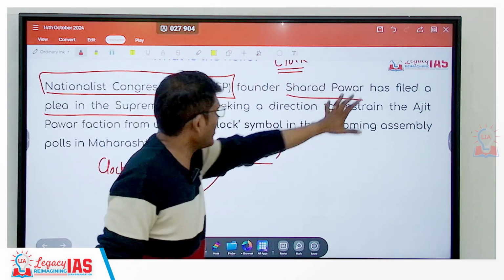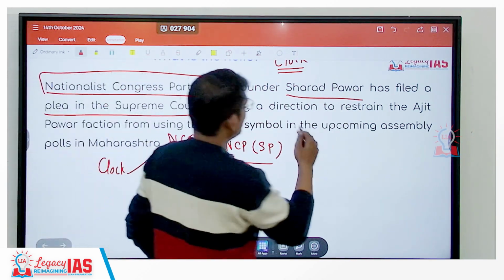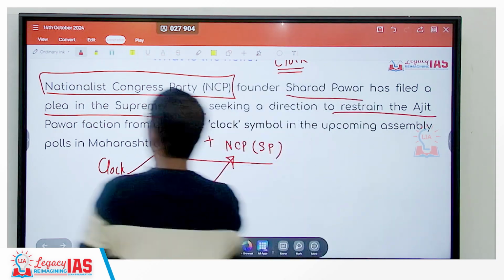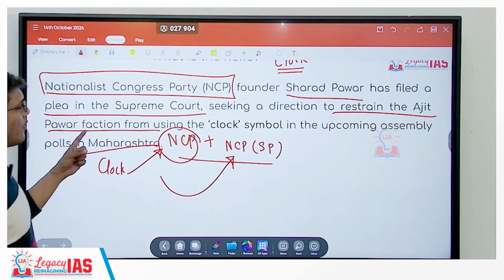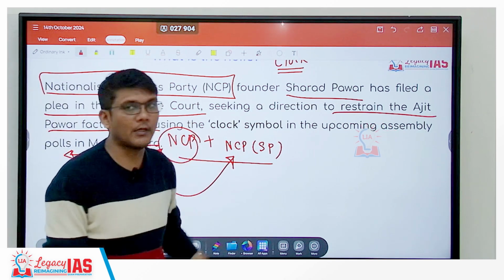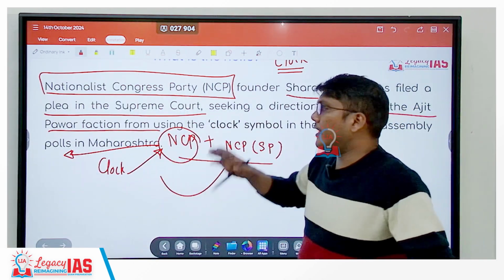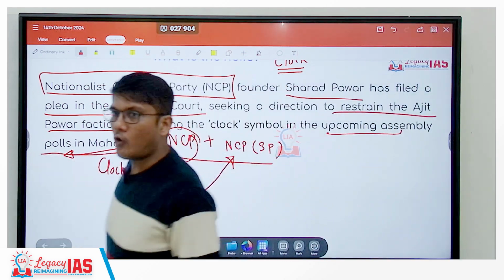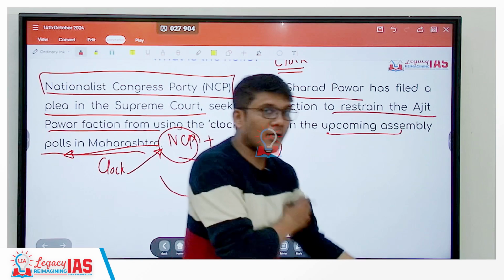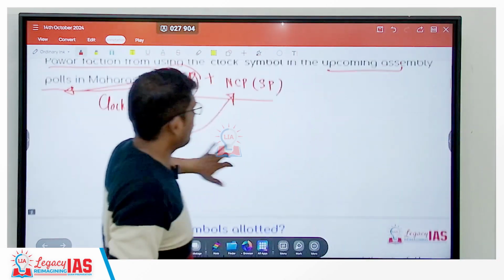The Sharad Pawar faction has filed a plea in the Supreme Court for a direction to restrain the Ajit Pawar faction, the NCP which is there, from using this clock symbol. Why has it been filed specifically now? Because the Maharashtra State Assembly elections are upcoming. So ask them to not use it. Later on, who gets it can be decided, but at least ask them not to use it.